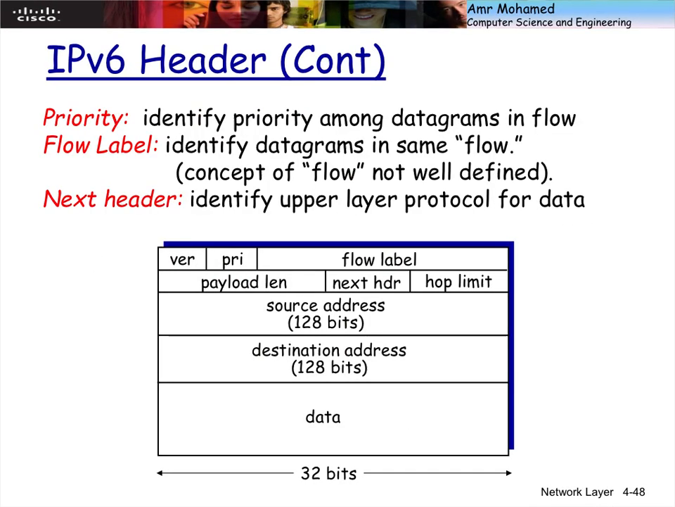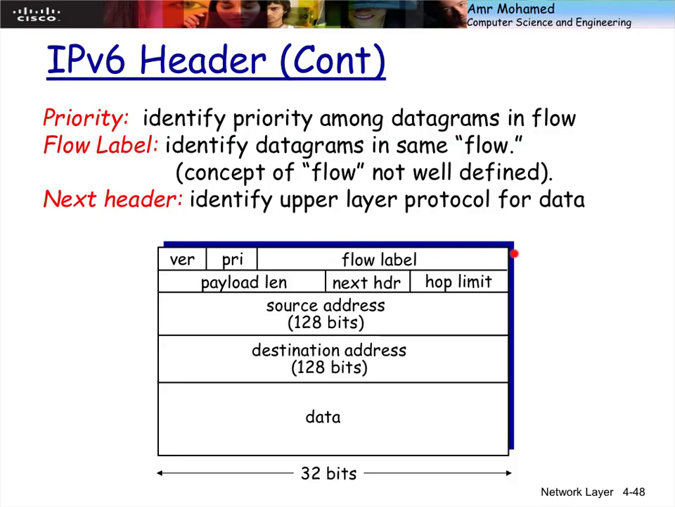IPv6, so this is the header structure for IPv6. As you can see, it's a lot cleaner if you compare this to the IPv4 header. Capture this in your mind. So of course, something like the version is fine. DSCP, the differentiated service code point, they call it priority. It's simple.